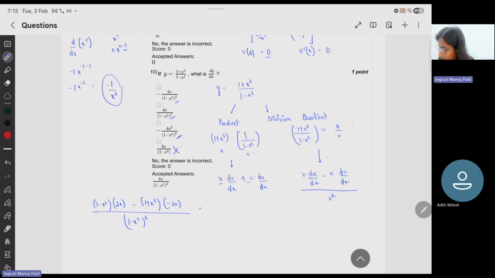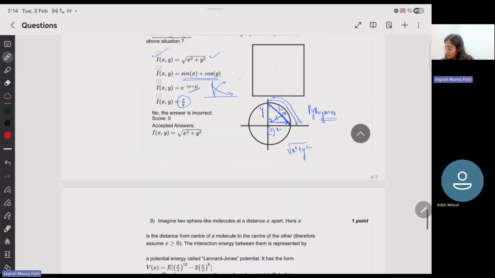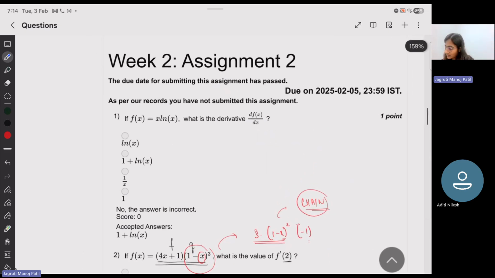So here you have 2x minus 2x cube, minus minus plus 2x, and then minus minus, so that's plus. So this whole will be plus 2x cube by 1 minus x square whole square. Now we see over here, this is plus, this is minus, and you have 4x by 1 minus x square whole square, right? So that's your answer. So this is done. Now we'll go to the very first question, that was log.